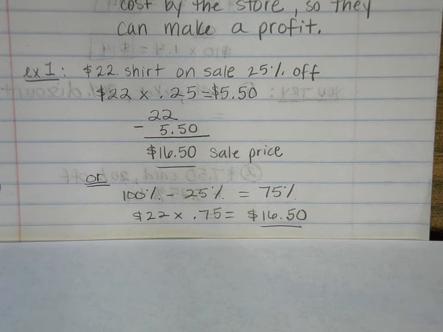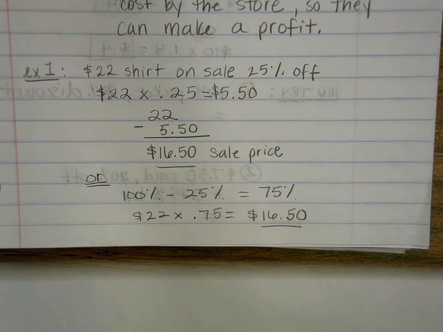But if it's something like 30% off, you could just quickly multiply in your calculator. If you want to know the total, instead of multiplying by 0.3, multiply by 0.7. It'll give you your total, 70%. Okay?